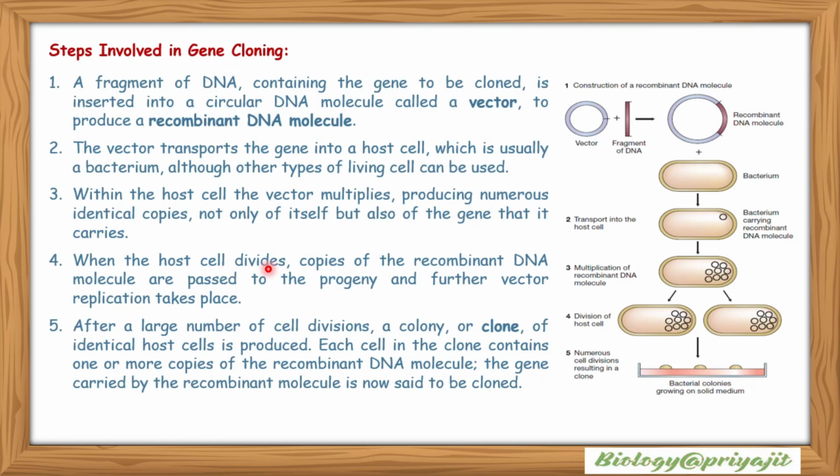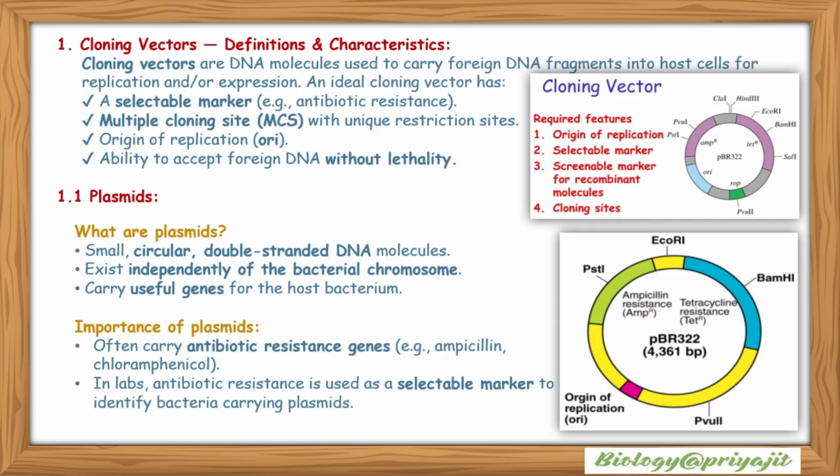When the host cell divides, copies of the recombinant DNA molecule are passed to the progeny and further vector replication takes place. After a large number of cell divisions, a colony or clone of identical host cells is produced. Each cell in the clone contains one or more copies of the recombinant DNA molecule. The gene carried by the recombinant molecule is now said to be cloned.